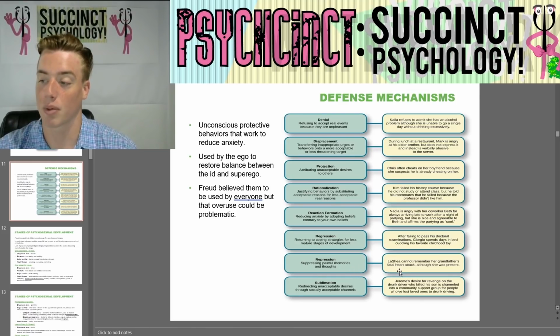Lucia cannot remember her grandfather's fatal heart attack, although she was present. It's repressing. Then we have sublimation, or redirecting unacceptable desires through socially acceptable channels. So, for example, Jerome's desire for revenge on the drunk driver who killed his son is channeled into a community support group for people who have lost loved ones to drunk driving. So those are all those defense mechanisms.